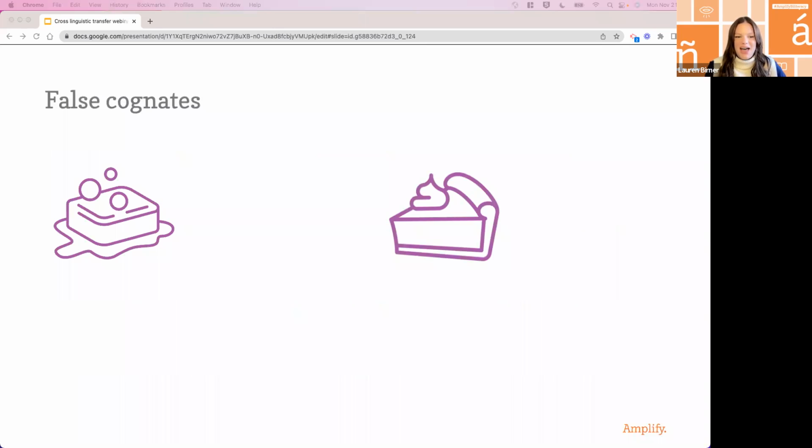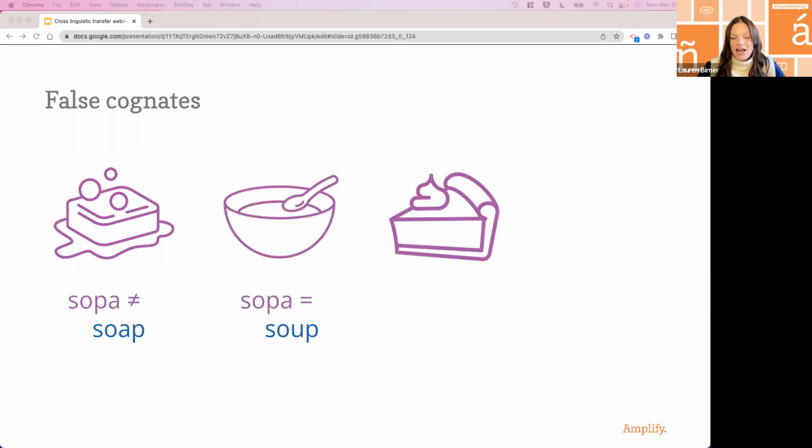So on to my favorite part of this, which is false cognates. I'm sure all of you can think of a funny anecdote around false cognates, but these are really important to be aware of. So it's super important to recognize that certain words that appear to be the same might not actually be the same in the two languages. So one example is sopa. In Spanish, sopa does not mean soap, but rather it means soup. So definitely don't want to mix those two things up.